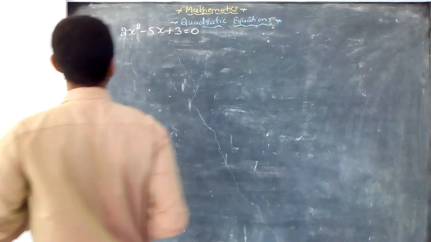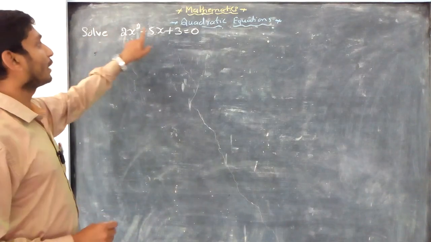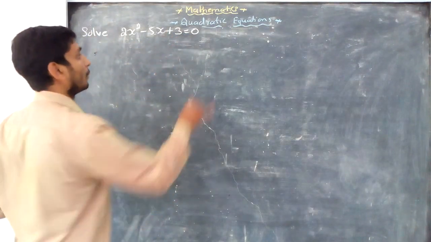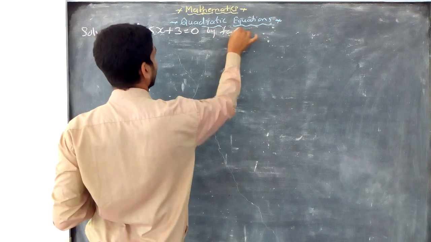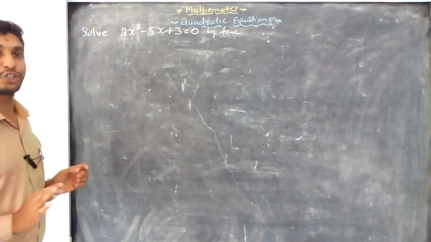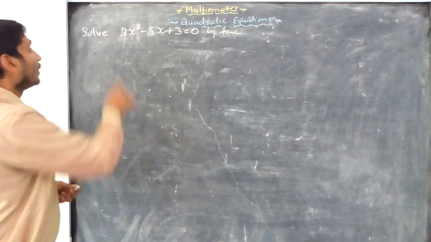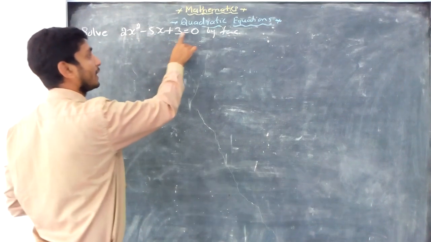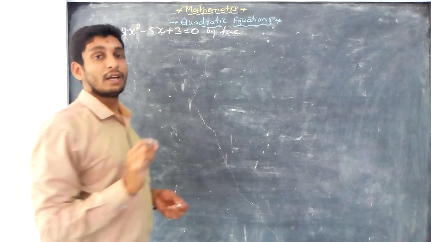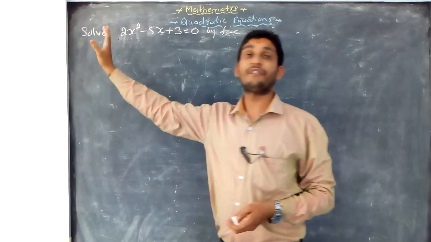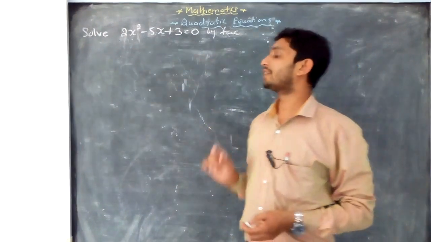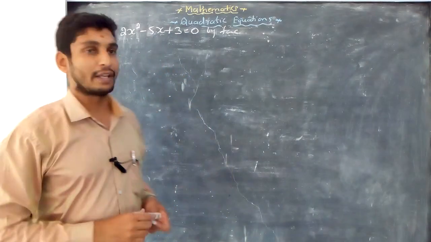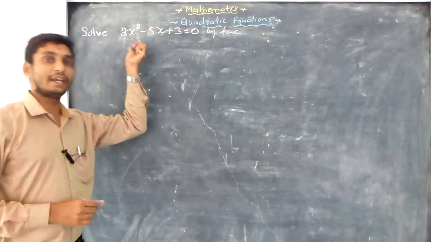Next question is like this: solve 2x square minus 5x plus 3 equals 0 by factorization method. Same question they can give like this: find the roots of the quadratic equation 2x square minus 5x plus 3 equals 0. Either they give solve or they give find the roots. Solve or find the roots, both are the same. You have to find the value of this variable.